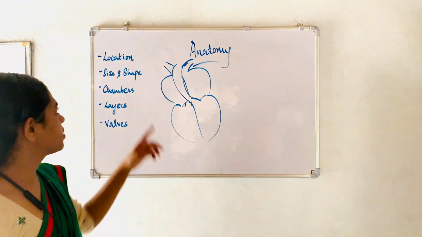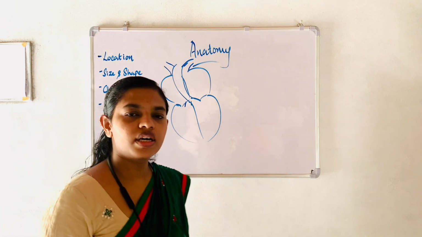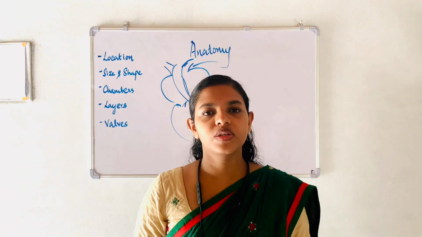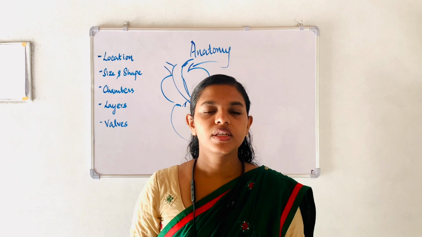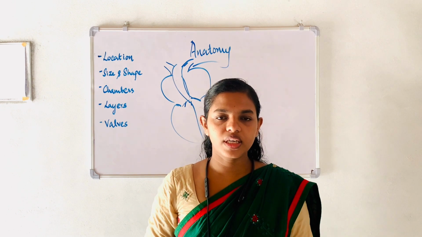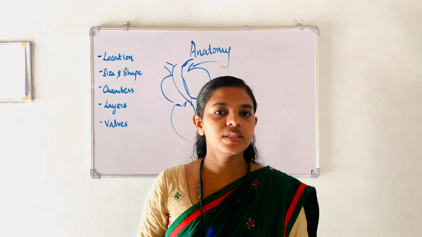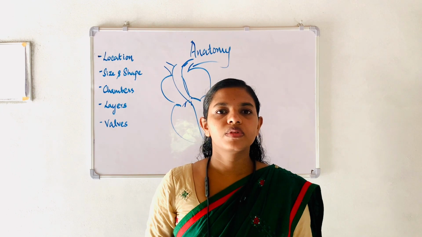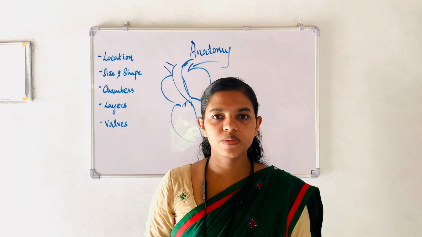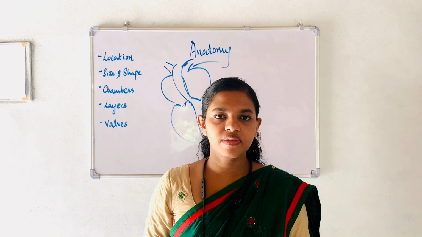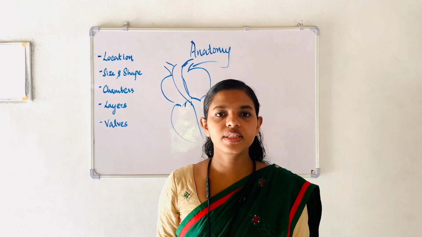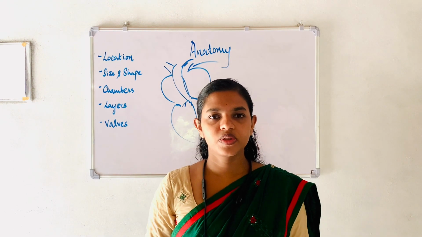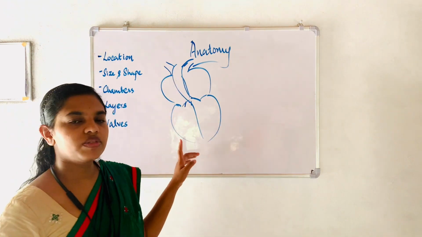So first point, that is location. Where is the heart located? It is located in the mediastinum, or in the thoracic cavity. It's in the space in the thoracic cavity, just behind the sternum and in between the lungs, and just above the diaphragm. Below the heart is the diaphragm. On the sides there are two lungs, and in front is the sternum. That's the location of the heart.